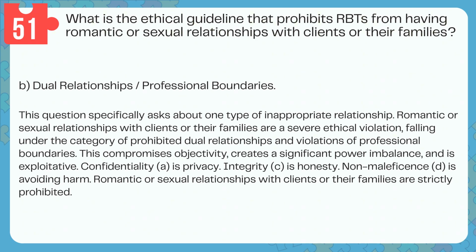Answer B. Dual relationships/professional boundaries. This question specifically asks about one type of inappropriate relationship. Romantic or sexual relationships with clients or their families are a severe ethical violation, falling under the category of prohibited dual relationships and violations of professional boundaries. This compromises objectivity, creates a significant power imbalance, and is exploitative.